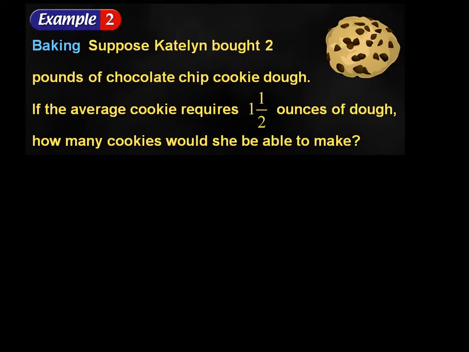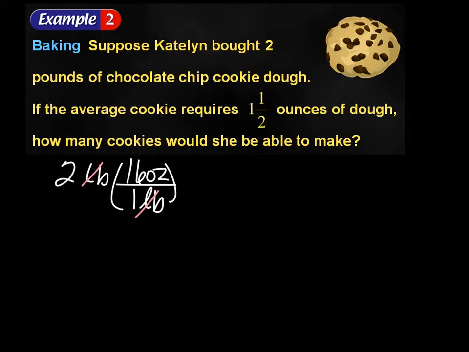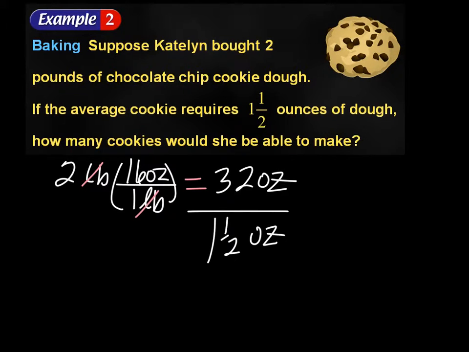Suppose Caitlin bought 2 pounds of chocolate chip cookie dough, and if the average cookie requires 1.5 ounces of dough, how many cookies could she make? First of all, it'd be nice to have everything in one unit. So we're going to change pounds to ounces, and we get 32 ounces. So when we divide by 1.5 ounces per cookie, the ounces cancel out.